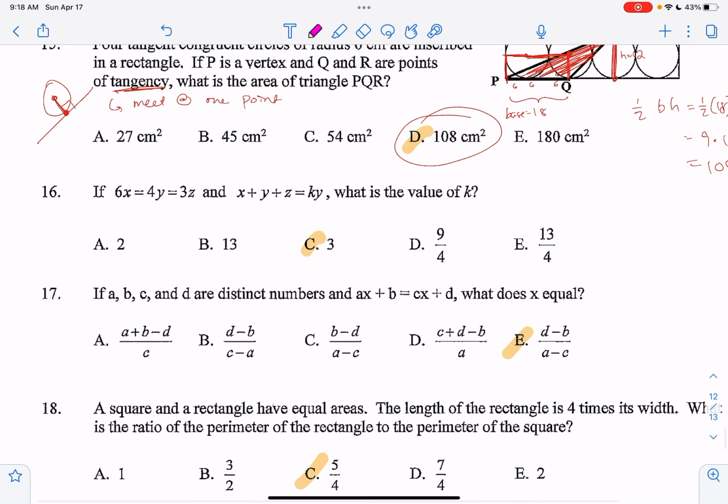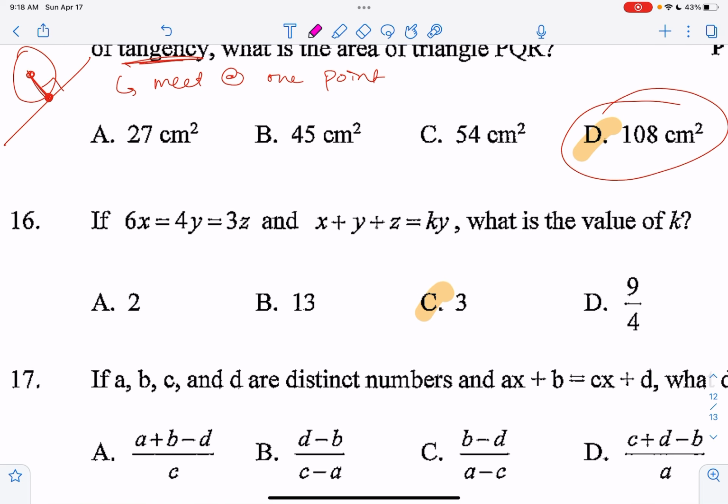Next one, number 16. If 6x equals 4y equals 3z and x plus y plus z is equal to ky, what's the value of k? So you want to convert everything in terms of y's. So you want x in terms of y. And if you divide by 6 on both sides, you get that x is equal to 4/6 of a y, or 2/3 y.